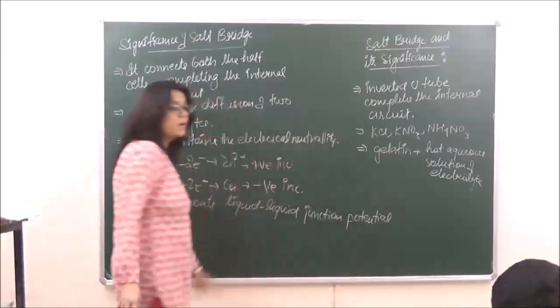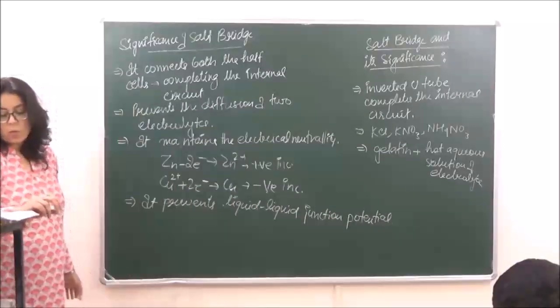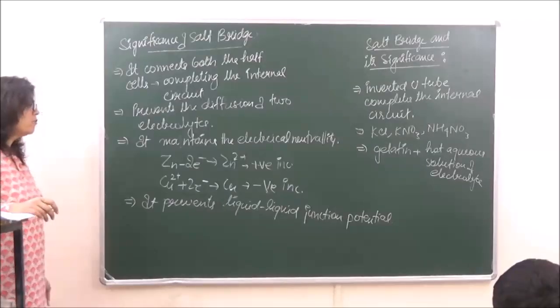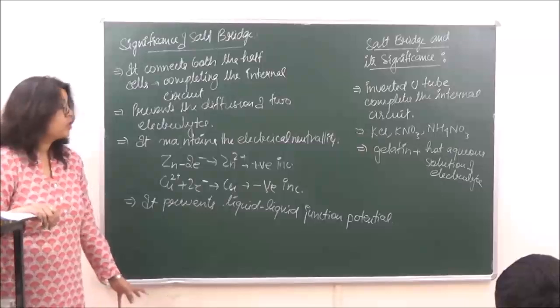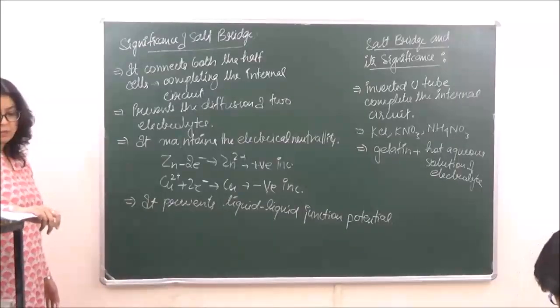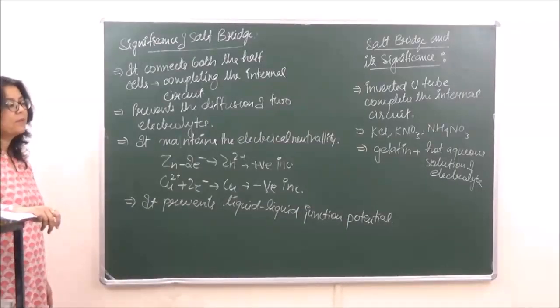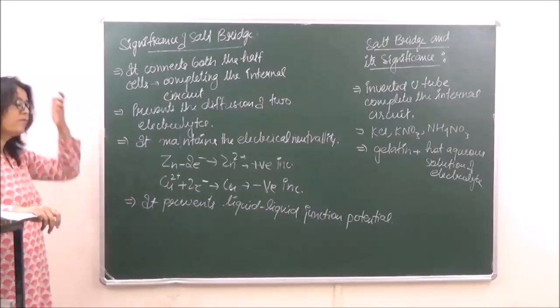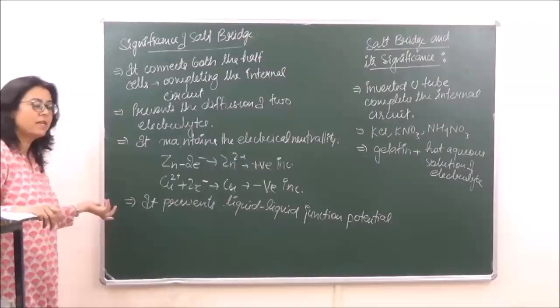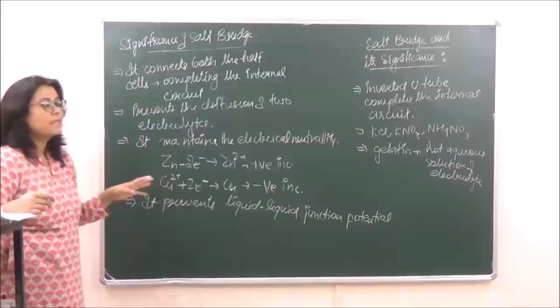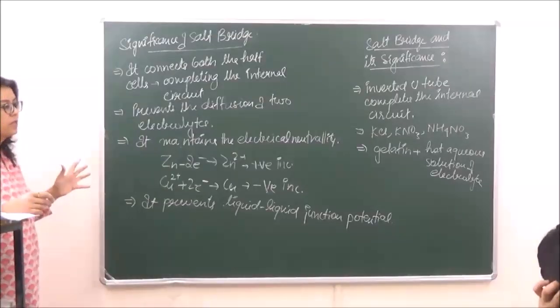It prevents liquid junction potential. What is the meaning of liquid junction potential? It means that there is a potential difference which arises between the two solutions when they come in contact with each other. Right? That is, we have 1 molar zinc sulfate which is present in the oxidation half cell and 1 molar copper sulfate which is present in the reduction half cell.